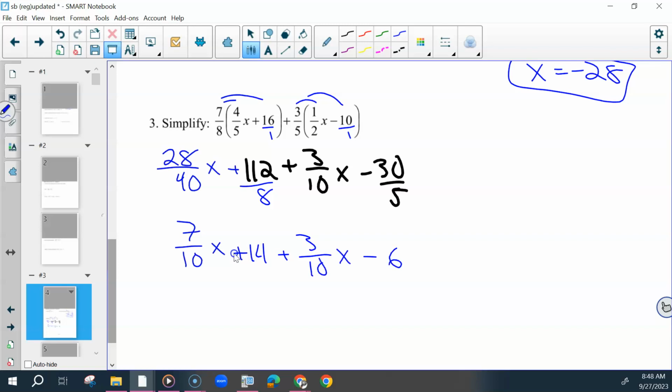So if you went from here to here, that's okay. You didn't need that in between step. I'm just showing you all the fractions.